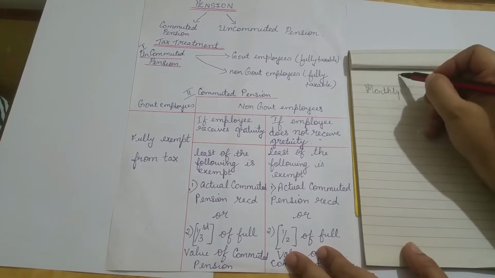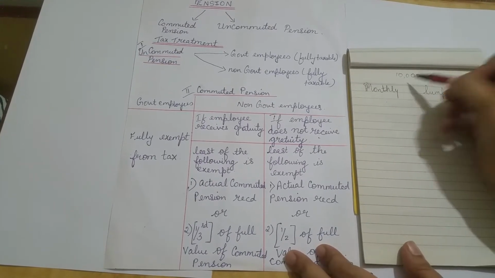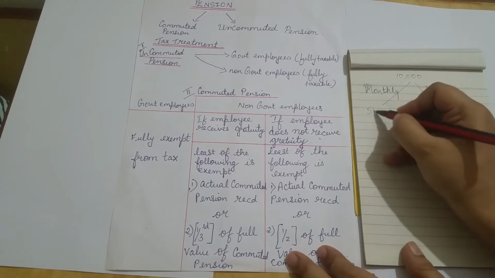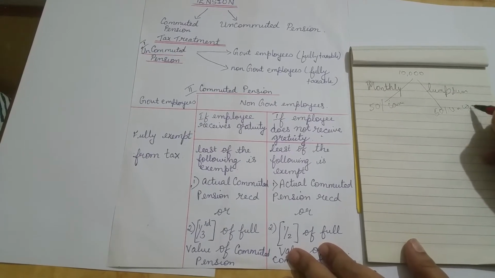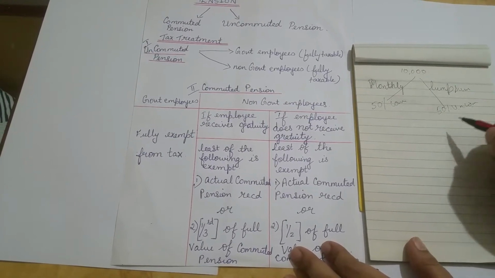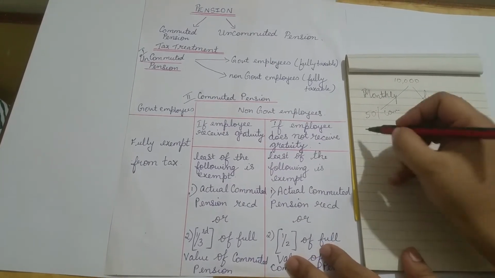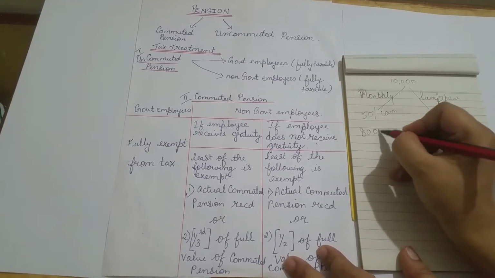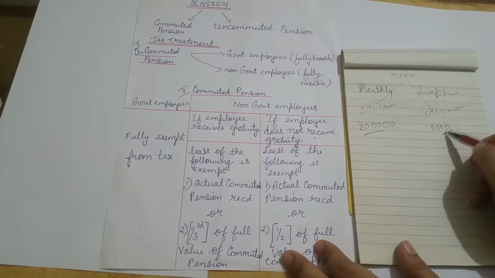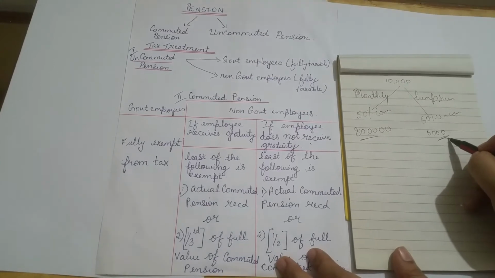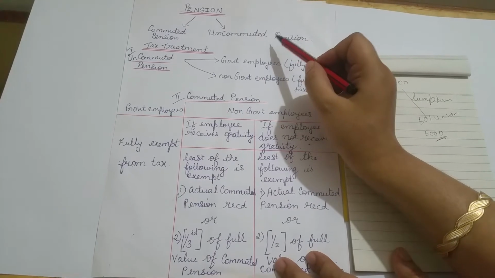Now, supposing you are entitled to receive a pension of 10,000 every month. Now out of this 10,000, I go for 50% commuted, 50% uncommuted. Uncommuted means 50% of this 10,000, which is 5,000, I will receive per month. And instead of the other 5,000, instead of receiving per month, maybe I am getting around 8 lakhs as commuted pension. So this is commuted pension and this 5,000 per month is uncommuted pension. Commuted pension means pension which is surrendered and uncommuted means pension which is not surrendered.